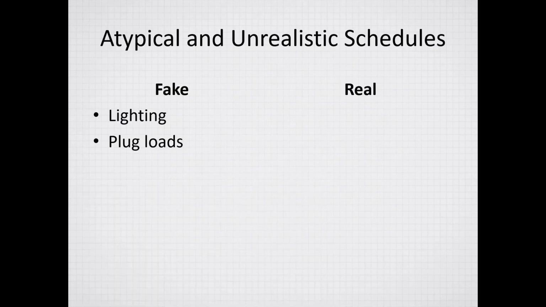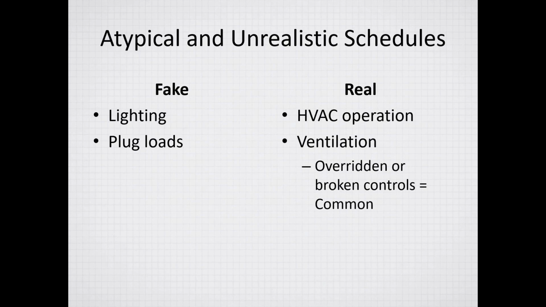Some atypical schedules are real. For example, HVAC operation. It's common for a building to have an unrealistic HVAC operation because someone overrode the controls and it didn't get fixed for a month. Another common one is the ventilation. The ventilation could be overridden, or you might have broken controls. That's common, and it's a reasonable approach if you have an unrealistic schedule, especially for a month. Those things happen in buildings.